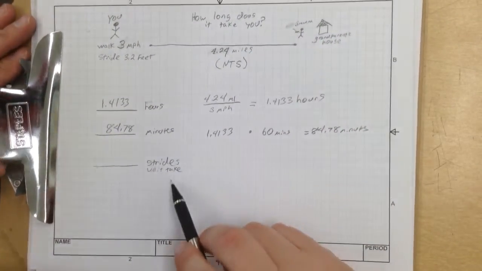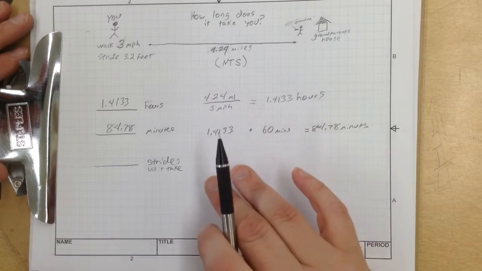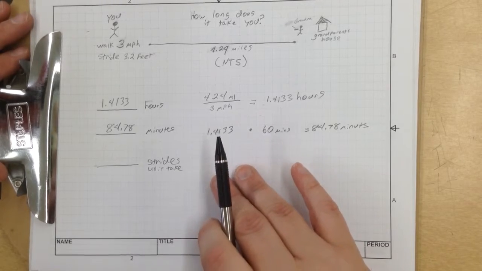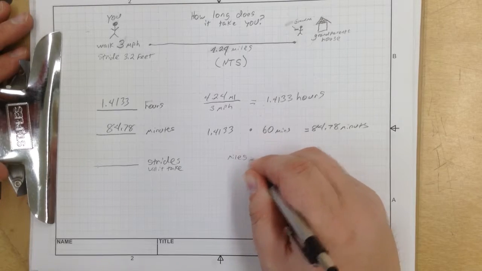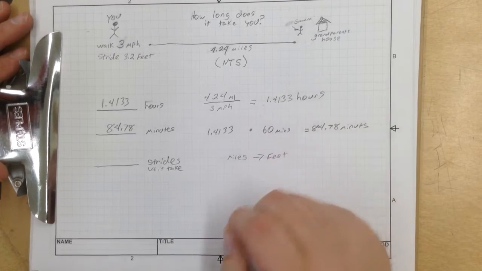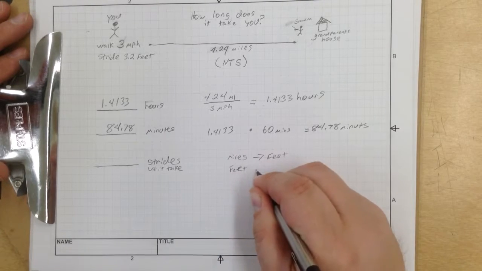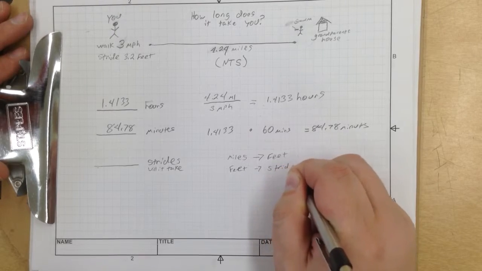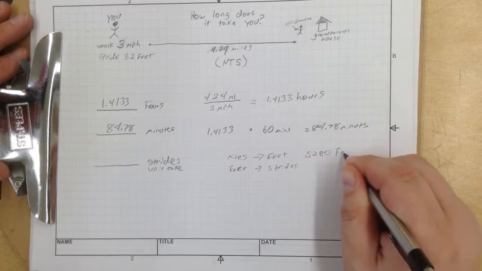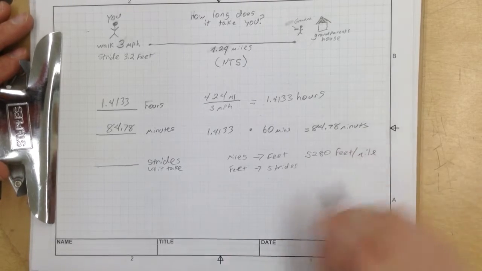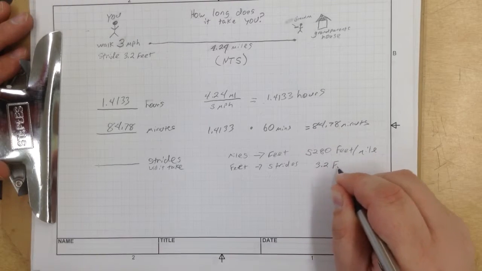We've got to figure out how many strides, or how many steps basically, it is going to take you to get to grandma's house. Now this is kind of easy once you start figuring out what we've got. You're going to have to figure out miles to feet, and feet to strides. Now miles to feet is easy. We know that there's 5,280 feet per mile. Feet to strides, you know that each stride is 3.2 feet.